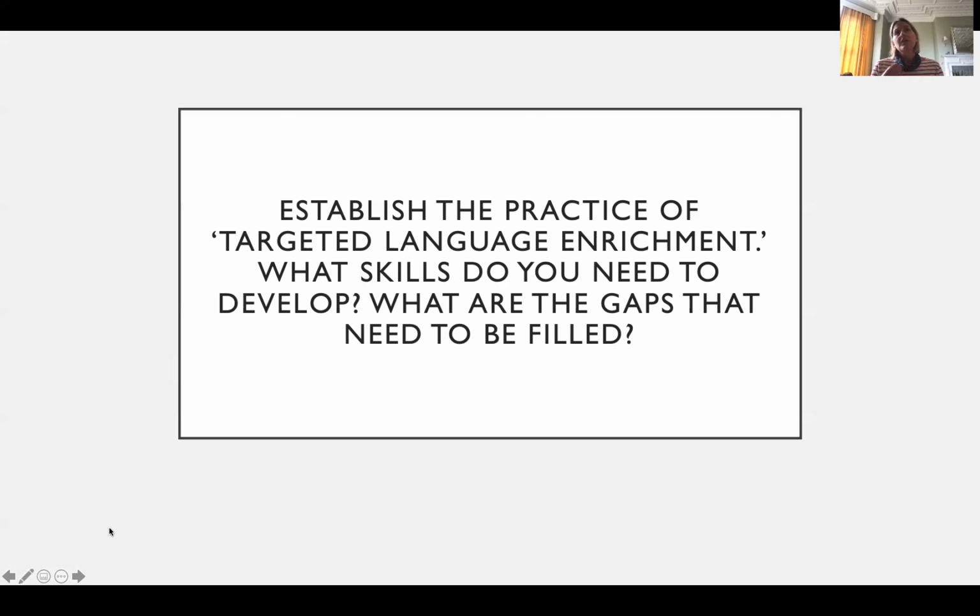And by considering targeted language enrichment, it increases the productivity of my interactions, and it means that the gap filling process, or the gap narrowing process, is embedded into every time I interact and talk to a child. So again, we're moving away from this notion that intervention has to be an activity and that intervention has to be something separate. Actually, intervention is embedded into my practice and embedded into every single interaction that I have.